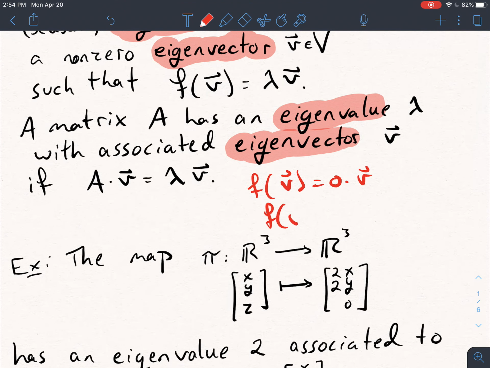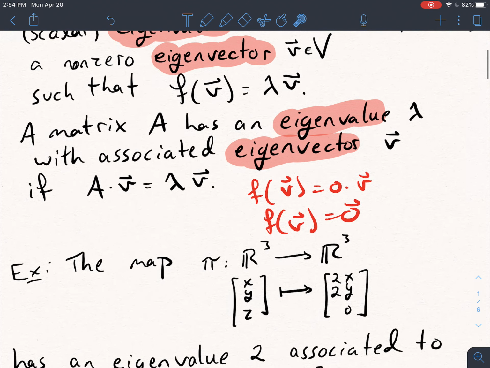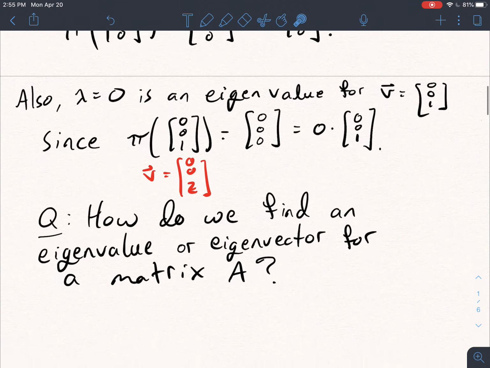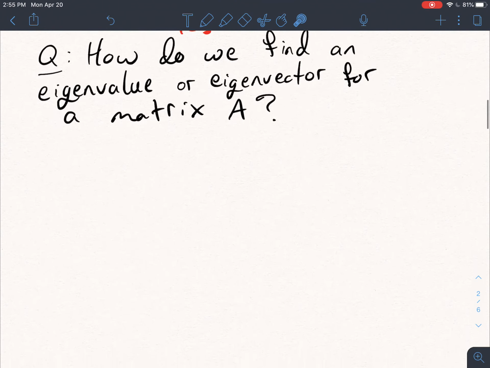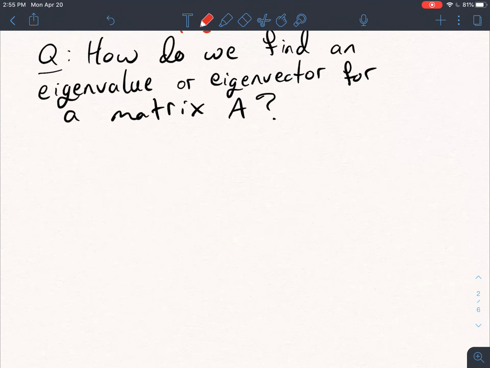So if 0 is an eigenvalue, then that tells you that f of vector, which has to be a non-zero vector, is equal to the zero vector, or in the case of matrices, you would have A times v is equal to 0. And so having a 0 eigenvalue is basically the same thing as saying that the null space of your map or matrix is non-zero. Okay, anyway.